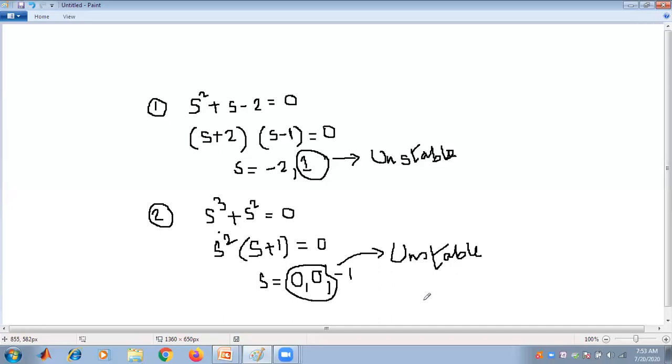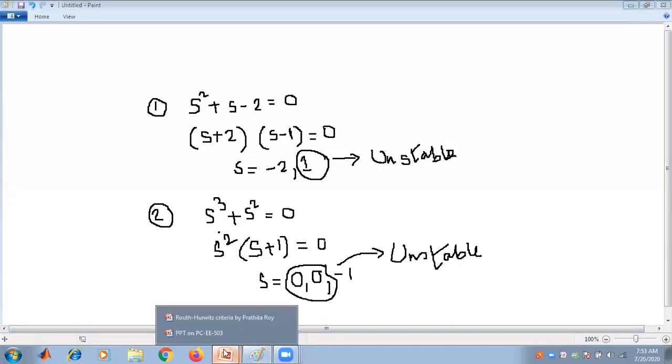So the first one is that all the coefficients of the characteristics polynomial must or should have the same sign. The characteristics polynomial should not have any missing term. This is the second one in order to find the stability of a system in time domain.